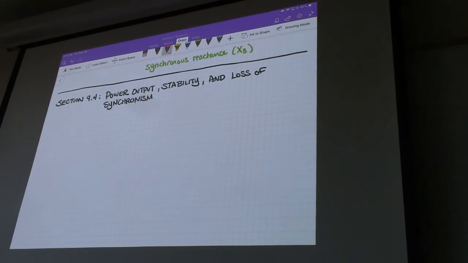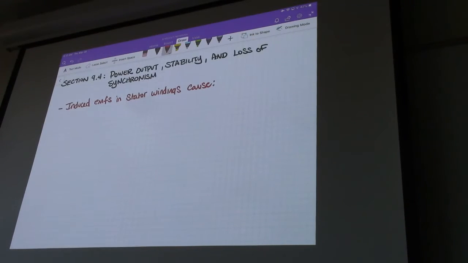Okay, so induced EMFs in the stator windings cause several different things. Obviously, they cause the line currents to flow. Sort of a no-brainer there, right? You apply a voltage to some sort of a system, including a load. If it's a closed circuit, then there'll be some current that flows along the lines. It also produces electromechanical torque, which opposes that which is supplied mechanically. And I'll explain what that means.